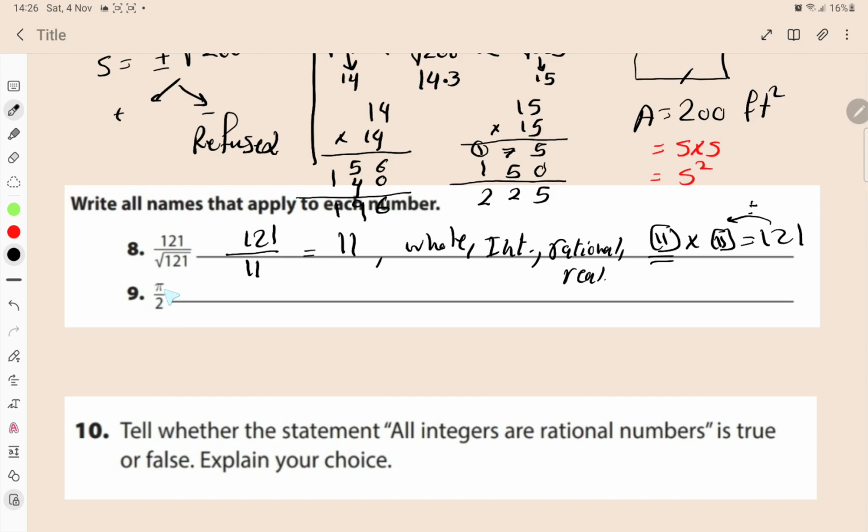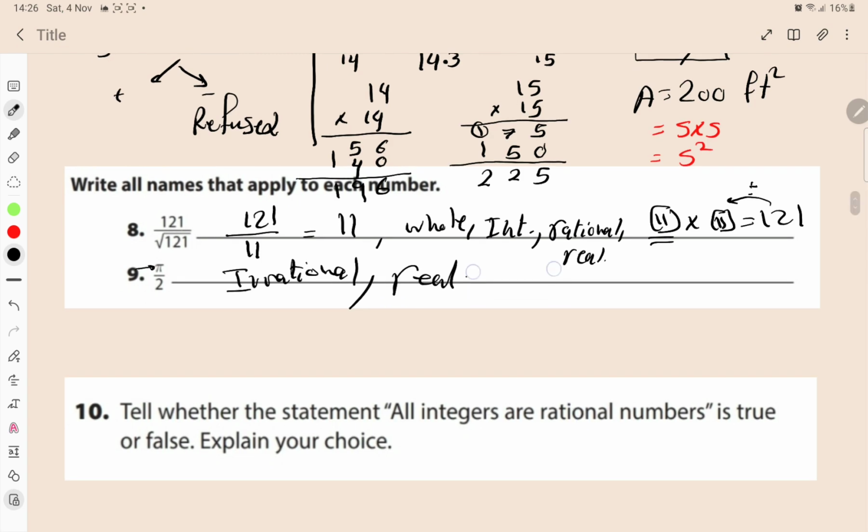Pi over 2. It's a fraction, but take care, pi is irrational. So the answer is irrational, and it's also real. Again, this part, it's a fraction. We should have said it's a rational number, but is this an integer? No. So pi is irrational, so the answer is irrational and real.